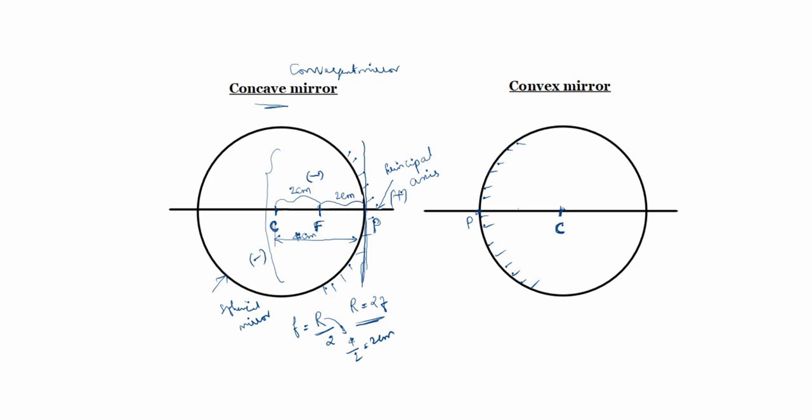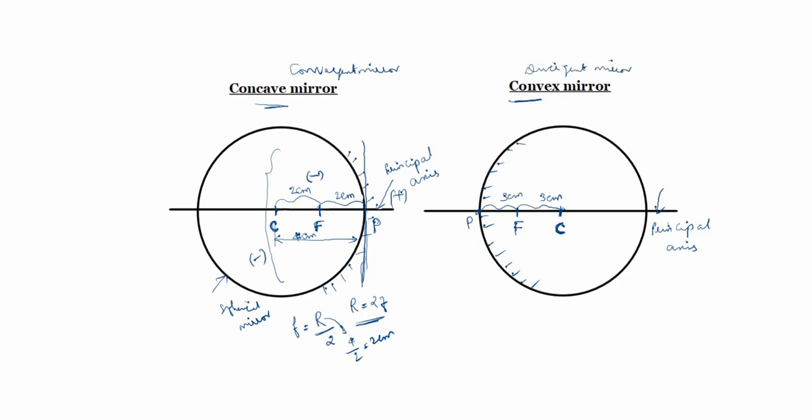What is F? The principal focus is the midpoint of P and C. Here you see, inside, C and F come for the concave mirror. But you see the convex is here. Inside come C and F. Understand? The line is the principal axis. The same, this value is equal to this value. If it is 3 centimeter, this is also 3 centimeter. This is the concept. Convex mirror is a divergent mirror.